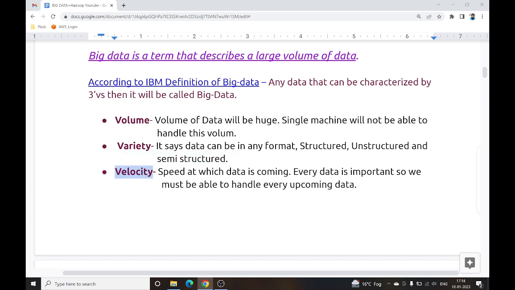Third thing is velocity. Velocity means the speed at which data is coming is very high. If you deep dive into the world of data, every data is very important. So you must be able to handle every upcoming data, every second, something like that.